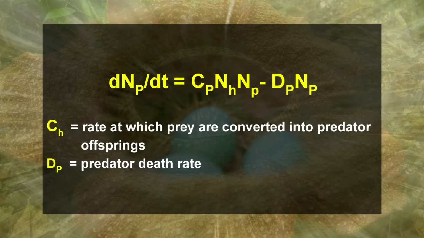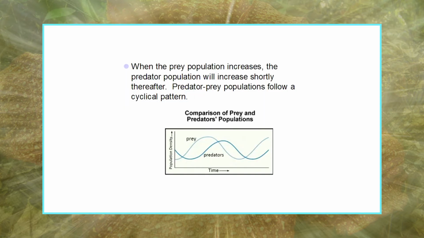Likewise, the predator population will increase at a rate that depends upon the density of the prey species. Rate of change in the population of predator is given by the equation dNP/dt = CP NH NP - DP NP, where CP is the rate at which prey are converted into predator offspring and DP is predator death rate. Thus, predator and prey have reciprocal oscillations.